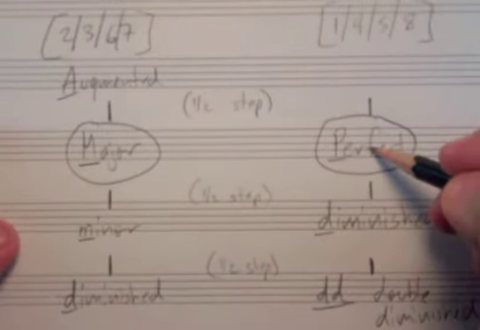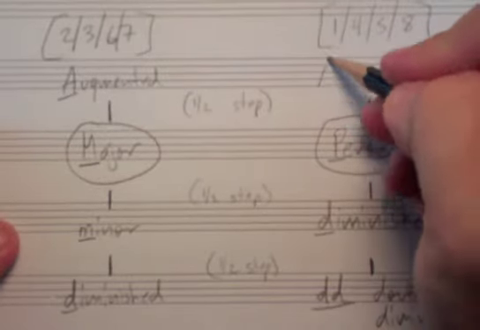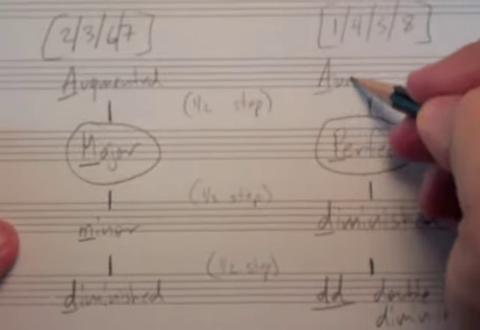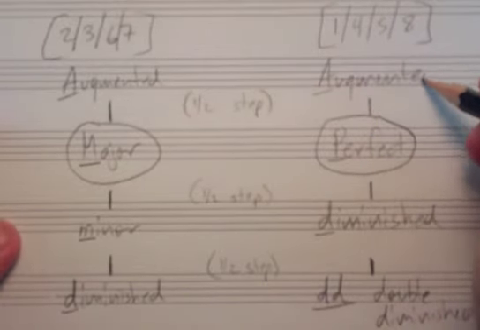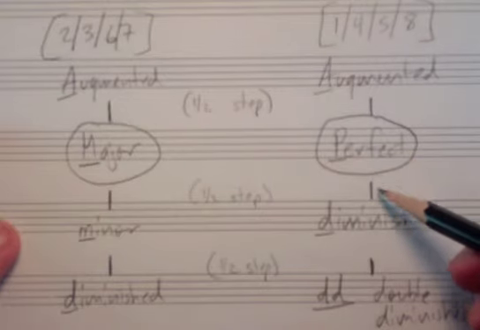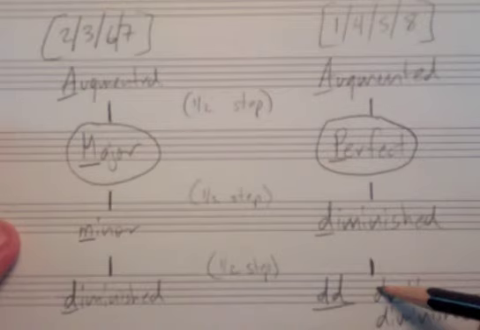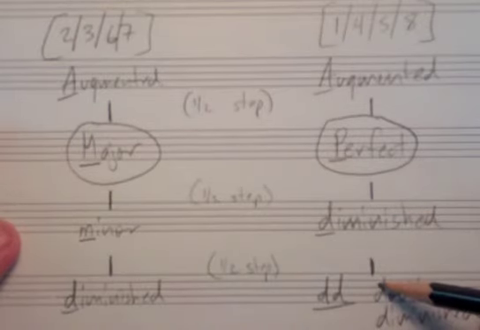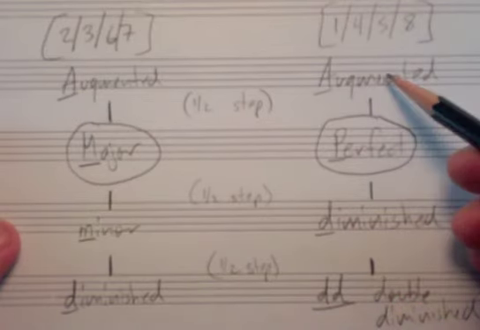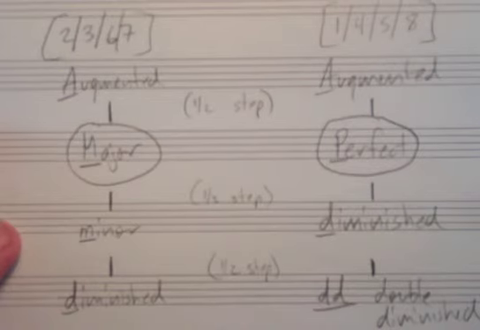So, half a step larger or taller than a perfect interval is, like the major family, augmented. Half a step lower than perfect is diminished. Half a step lower than that, or 2 half steps lower than perfect, is called doubly diminished. Half a step larger than perfect is called augmented. And these are the interval families.